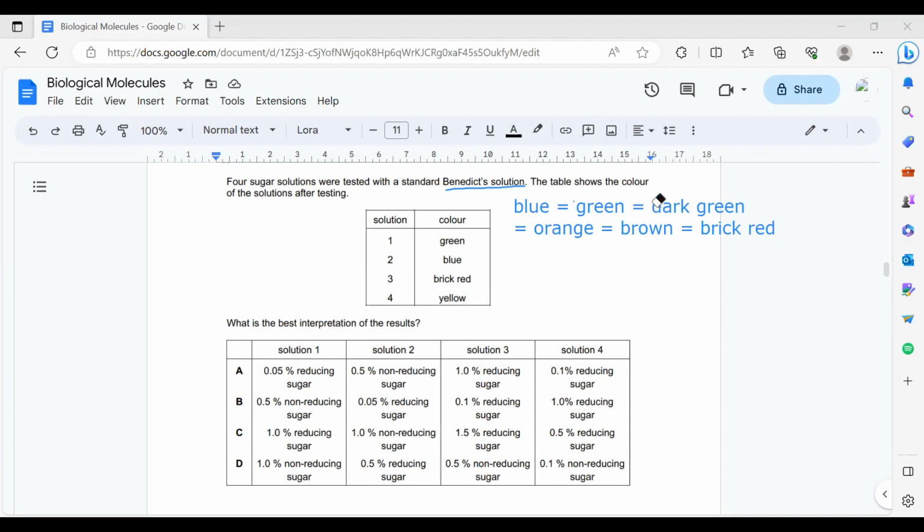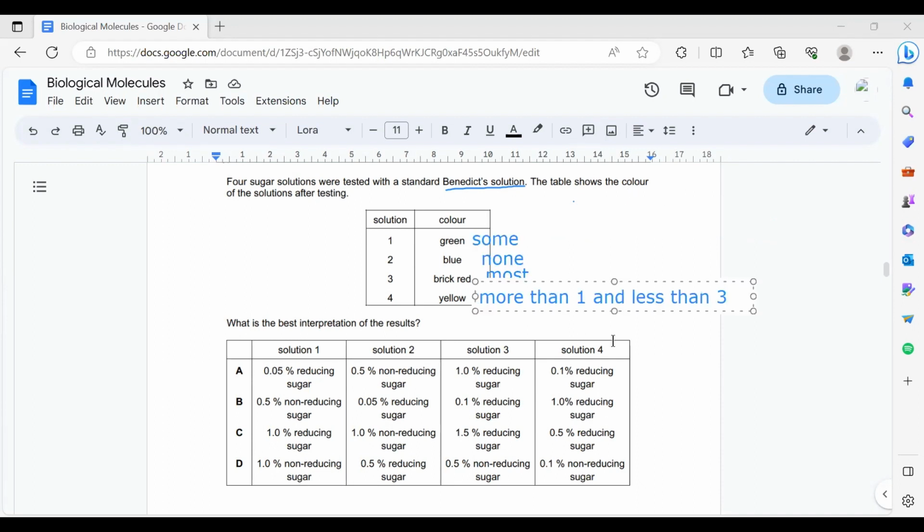Non-reducing sugar only shows up when you treat the sample first with hydrochloric acid and then finally use Benedict solution to treat it. So because solution 1 is green in color, it has some reducing sugar. Number 2 is blue, so it has not changed colors. The sample has not changed color at all, so it means that reducing sugar is not present, but non-reducing sugar might be present. Solution 3 has brick red color, so that means that it has the most amount of reducing sugar. And solution 4 is yellow, so it has more than 1 and less than 3.